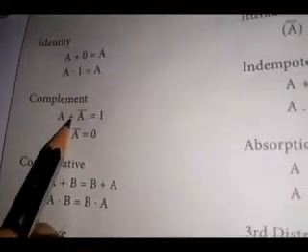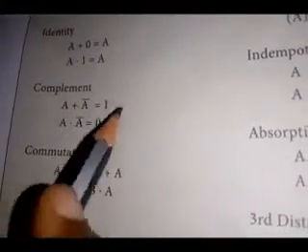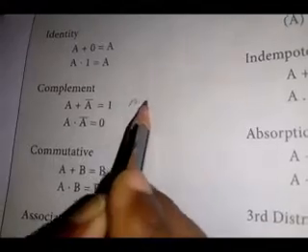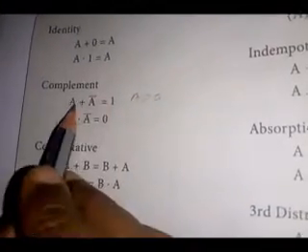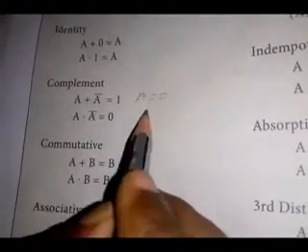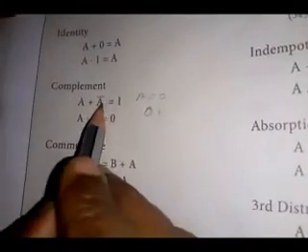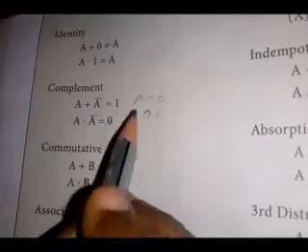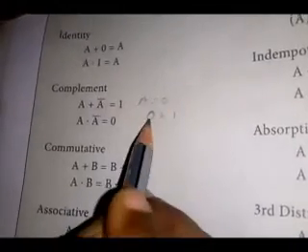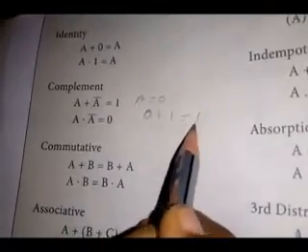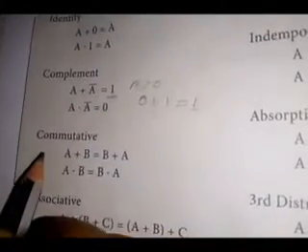Then next, complement theorem. Here A plus A bar equals 1. Suppose we are taking A equal to 0, then apply in this equation. A is 0, then A bar means 0 bar. 0 bar means 1. 0 plus 1 we will get the answer 1. That is the answer. Did you get?